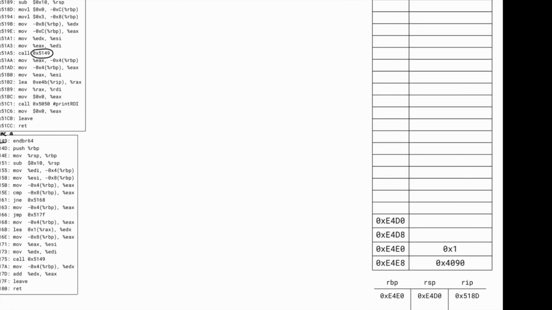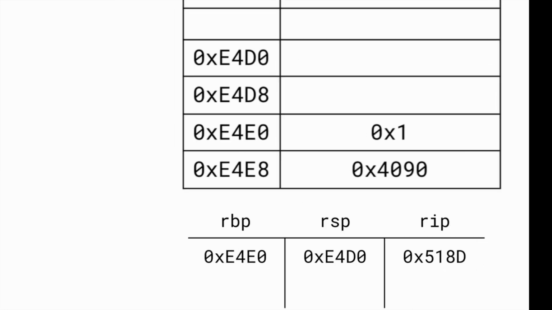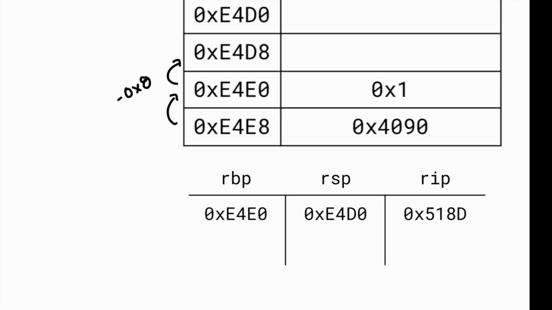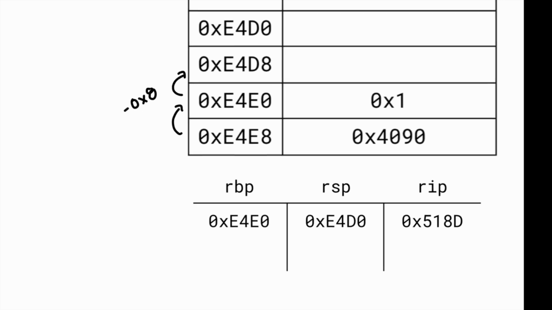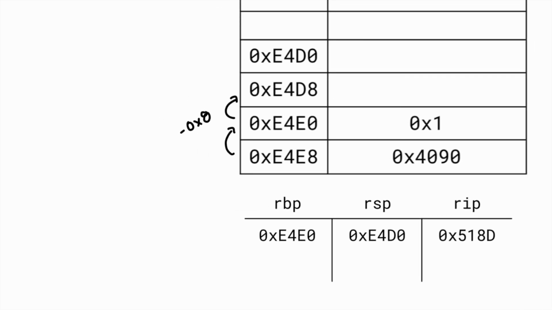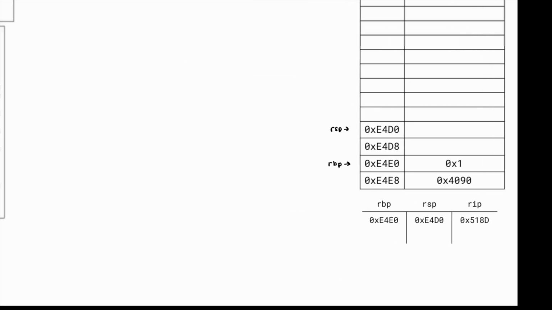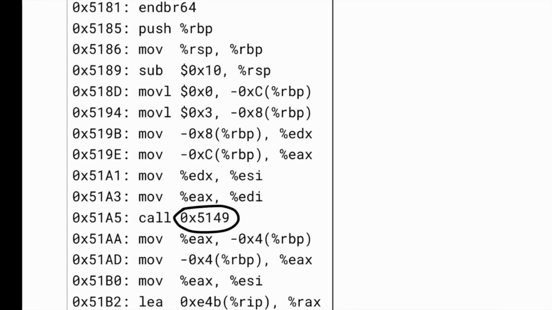On the right we have our stack. Notice how there's a difference of 8 bytes between these addresses, -8 minus 0x8, and then we have our base and our stack pointer right here. We know that our base pointer is going to be at E4E0 and our stack pointer will be at E4D0. And now our RIP will tell us what instruction to start at. It says 518D, so that means we're going to start right here.